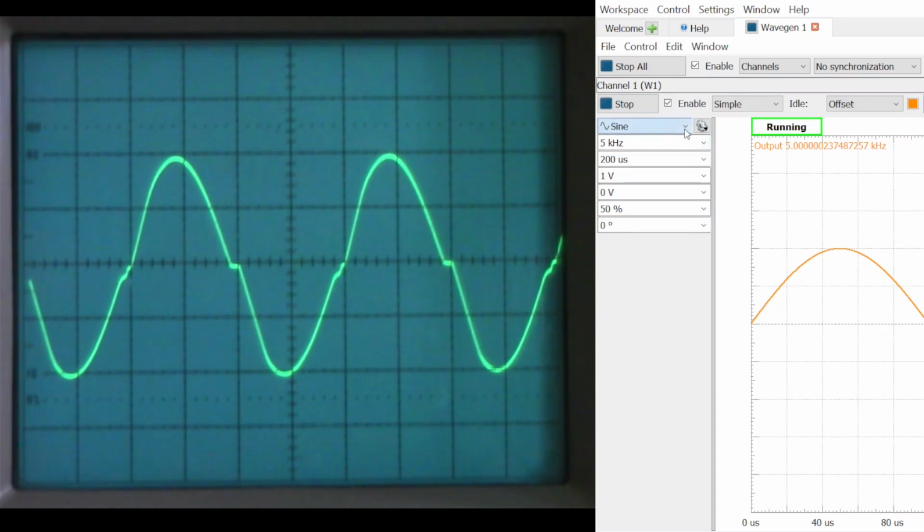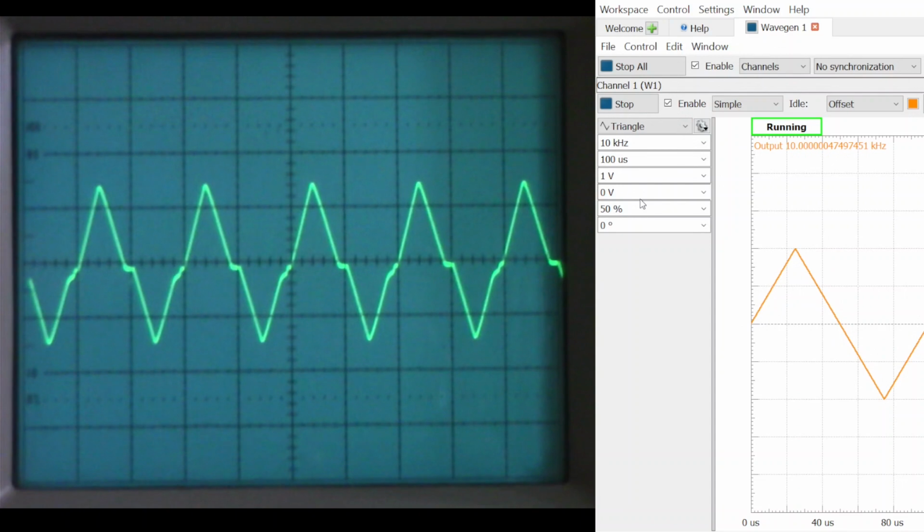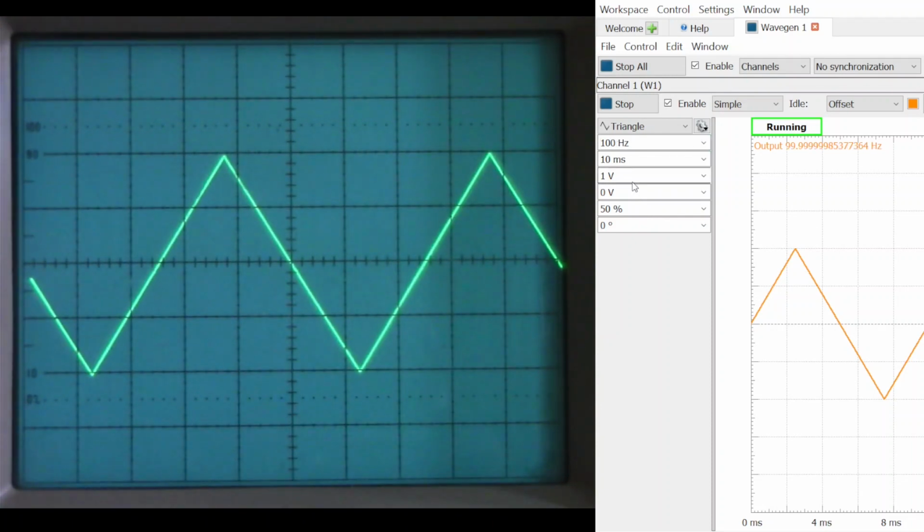In some ways, it's easier to see that if we use a triangle wave. And then, of course, if we go to 10 kilohertz, it's just going to be worse. However, if we go to a low frequency, say down to 100 hertz, that crossover distortion is not very noticeable. Unless, that is, we reduce the voltage.